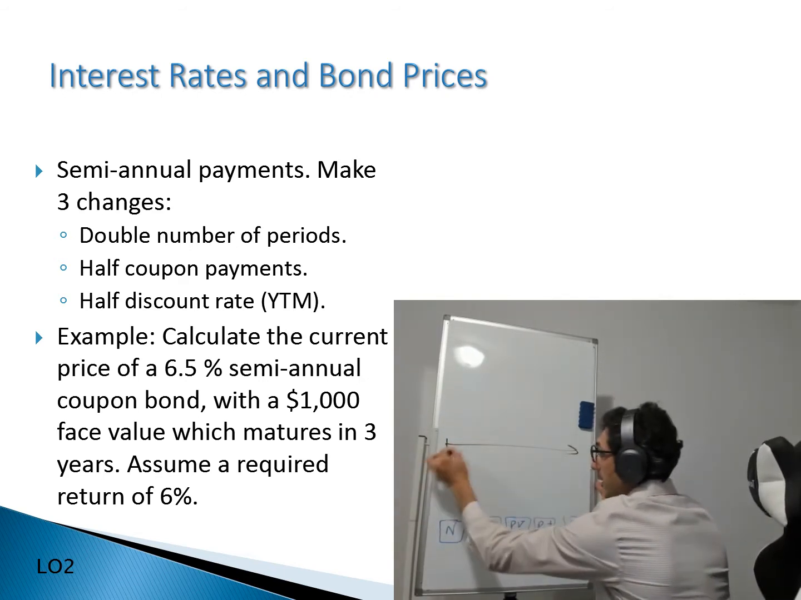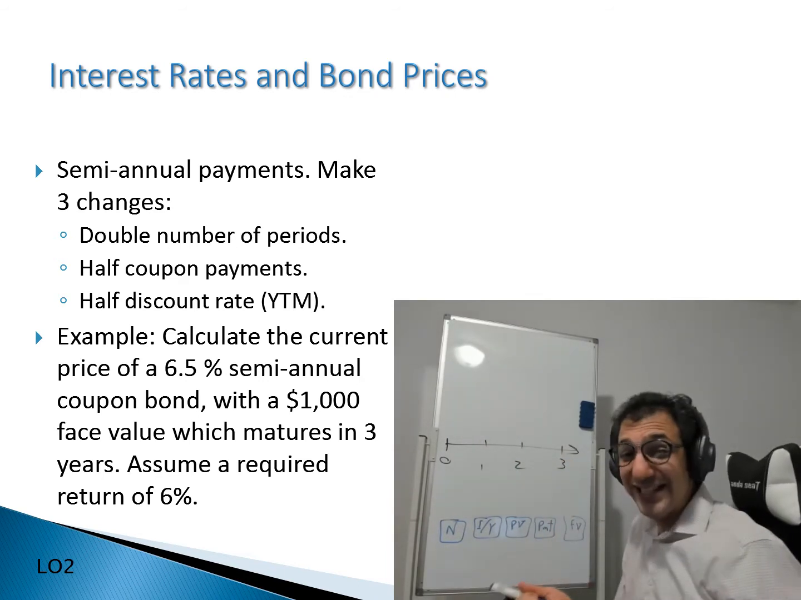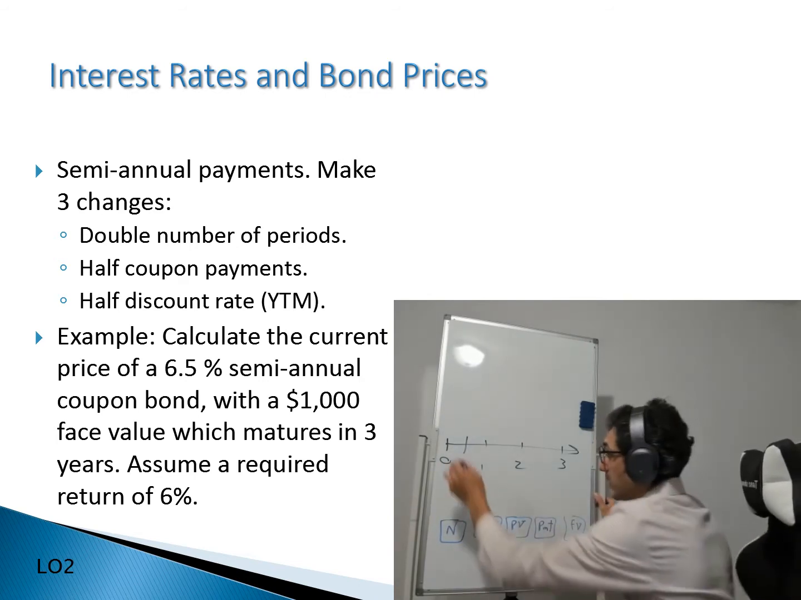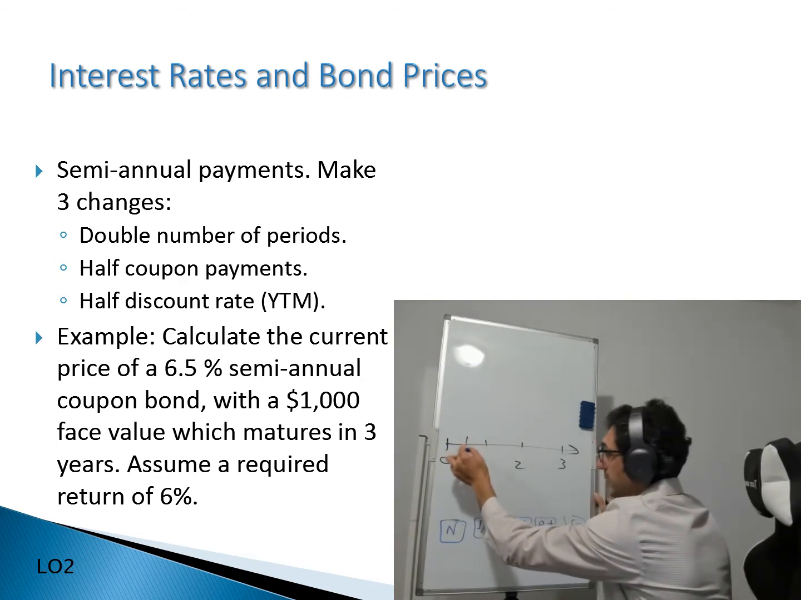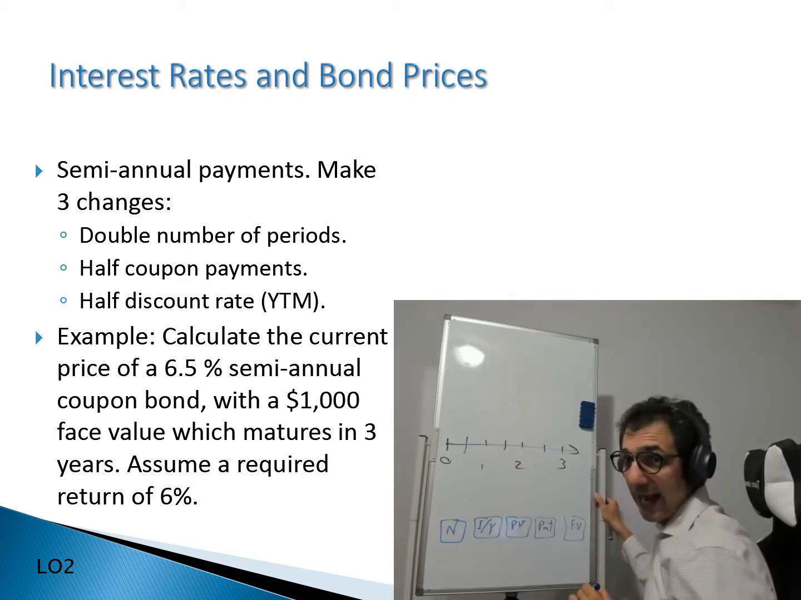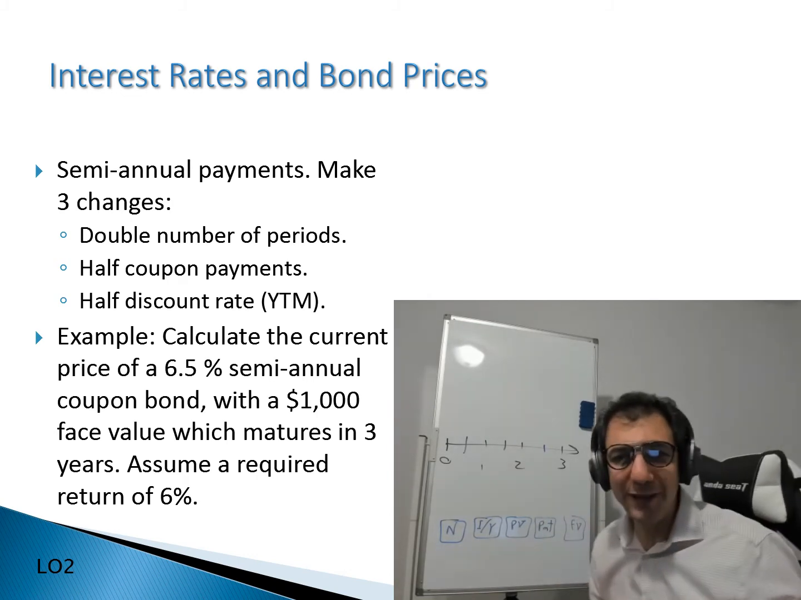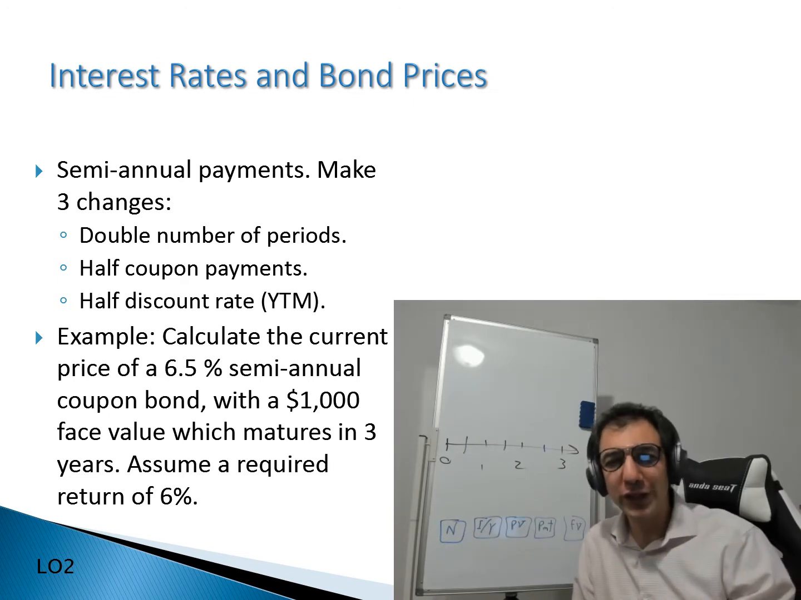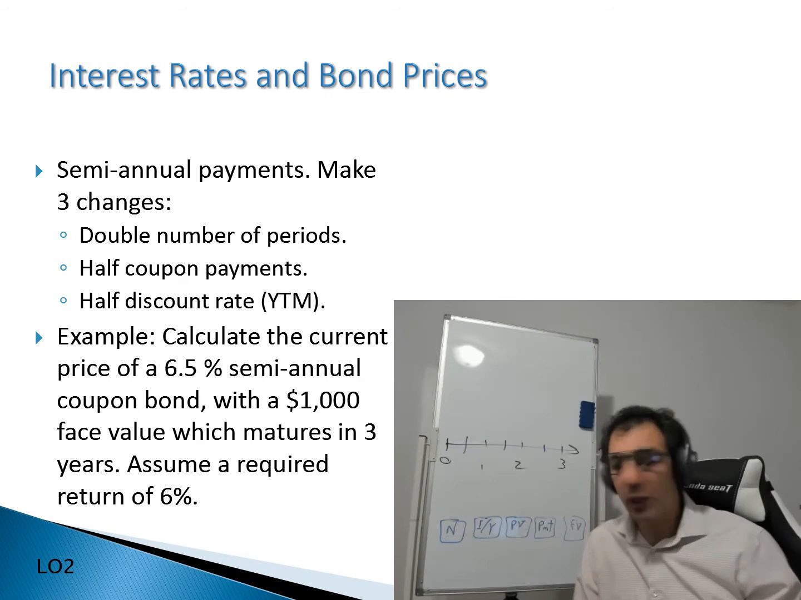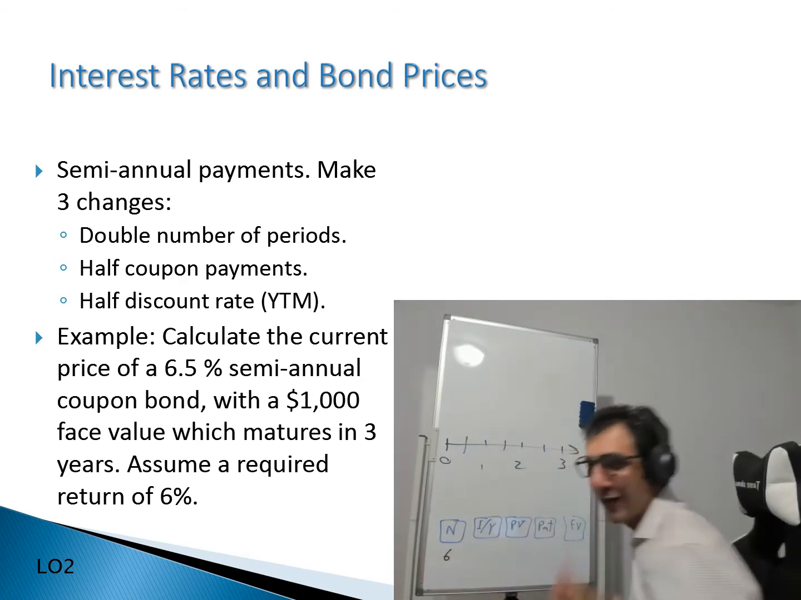So here is your timeline. You're talking about 3 years. However, this is a semi-annual bond, which means every year you receive twice. After 6 months, after 1 year, after 18 months, after 2 years, after 2 years and a half, and after 3 years. So what does it mean? It means your total number of payments is not 3 anymore. Your total number of payments is actually 6. So you need to double your N. I'm going to use 6 here instead of 3.